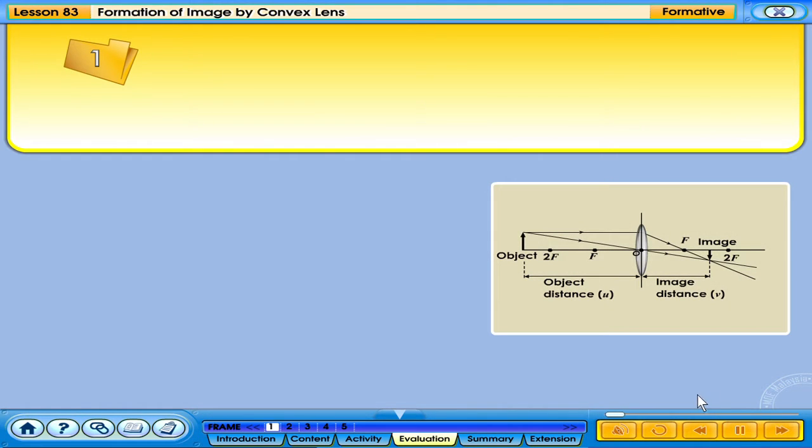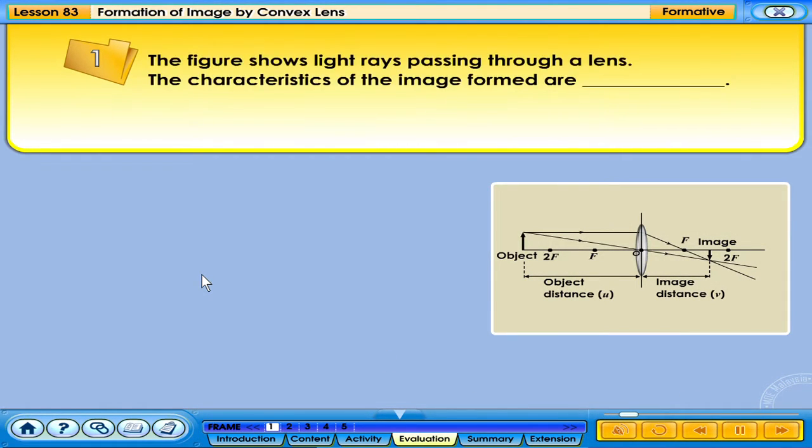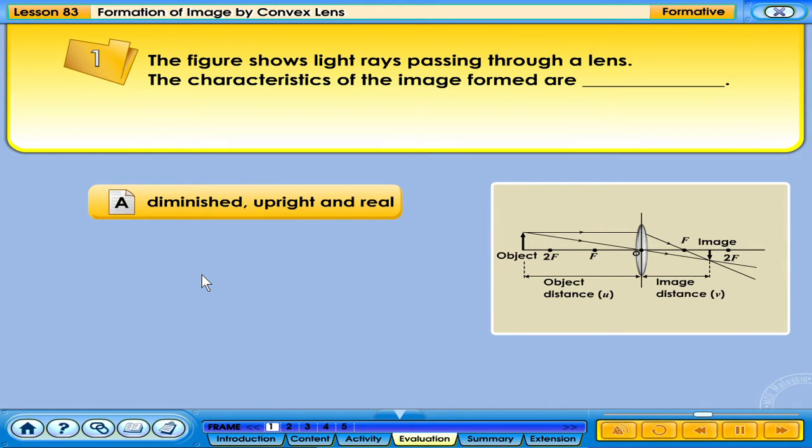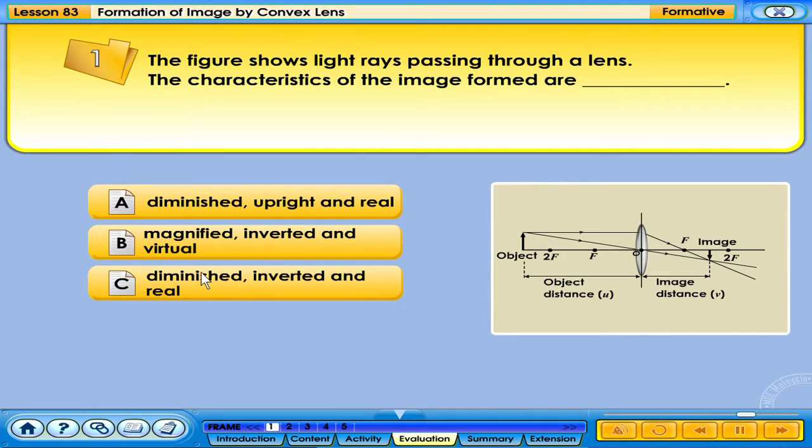Click on the correct answer. The figure shows light rays passing through a lens. The characteristics of the image formed are: A. Diminished, upright and real. B. Magnified, inverted and virtual. C. Diminished, inverted and real. D. Magnified, upright and virtual.